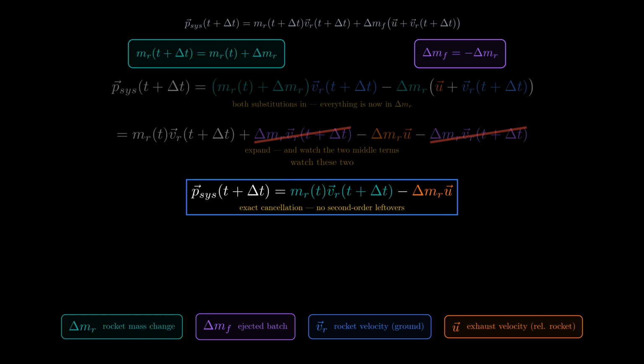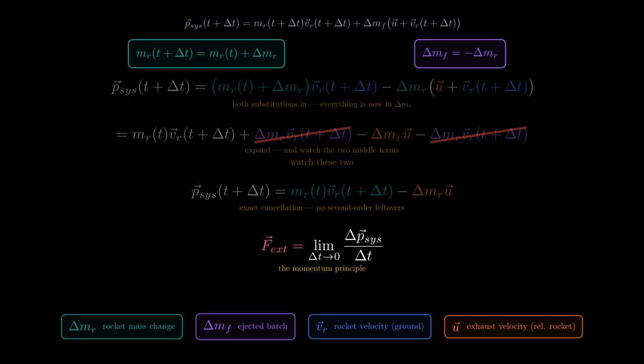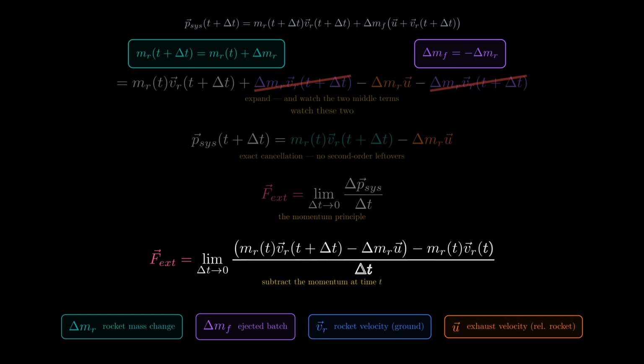What survives is compact: m_r of t times v_r of t plus delta t, minus delta m_r times u. Now the momentum principle. The external force equals the limit as delta t goes to 0 of the change in system momentum over delta t.